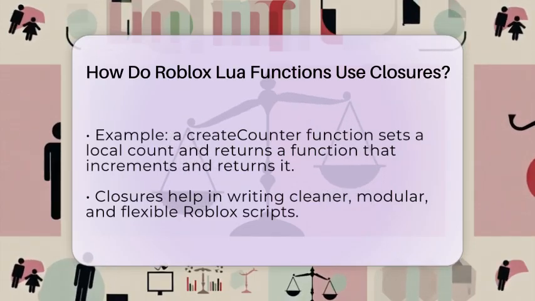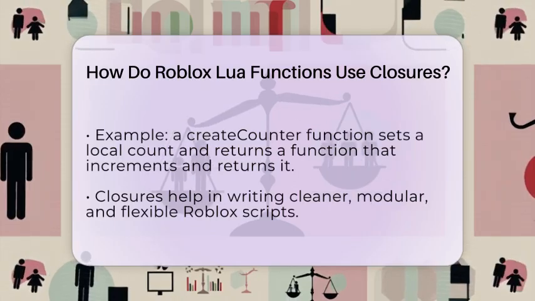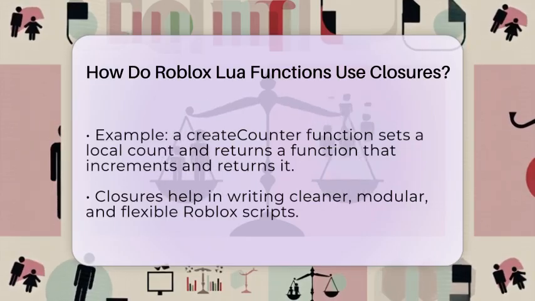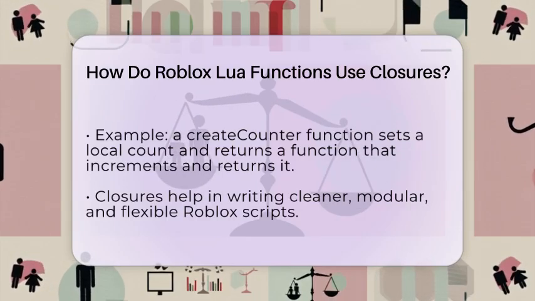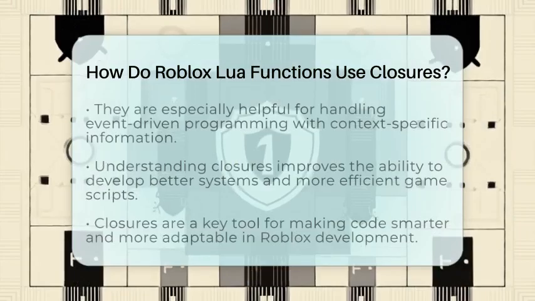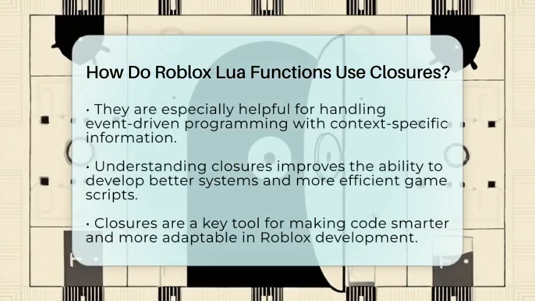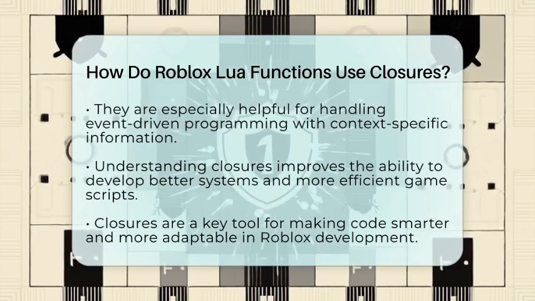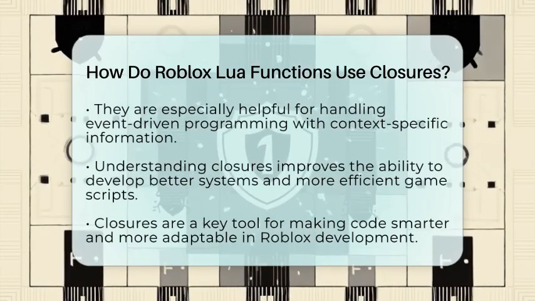Here is a simple example. You define a function called createCounter. Inside it, you set a local variable called count to 0. Then, you return an anonymous function that increases count by 1 and returns the new value. When you call this returned function repeatedly, it keeps track of the count because it remembers the local variable from the outer function. This is how closures work in Roblox Lua.